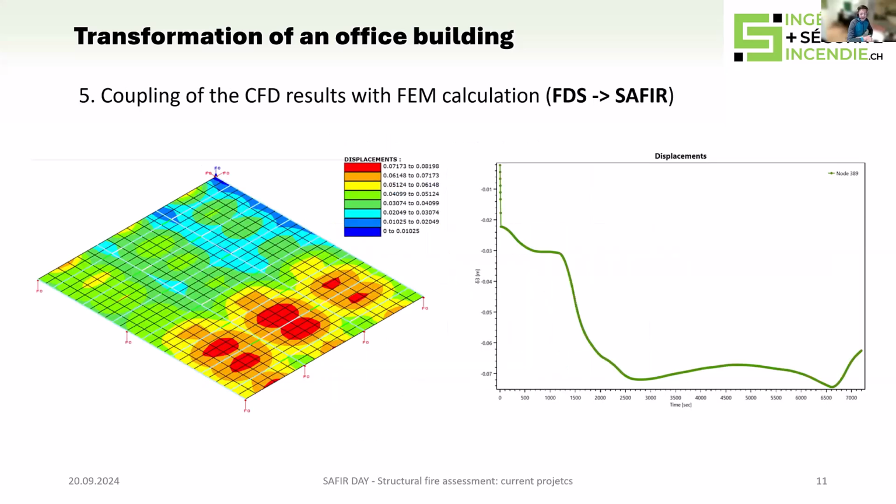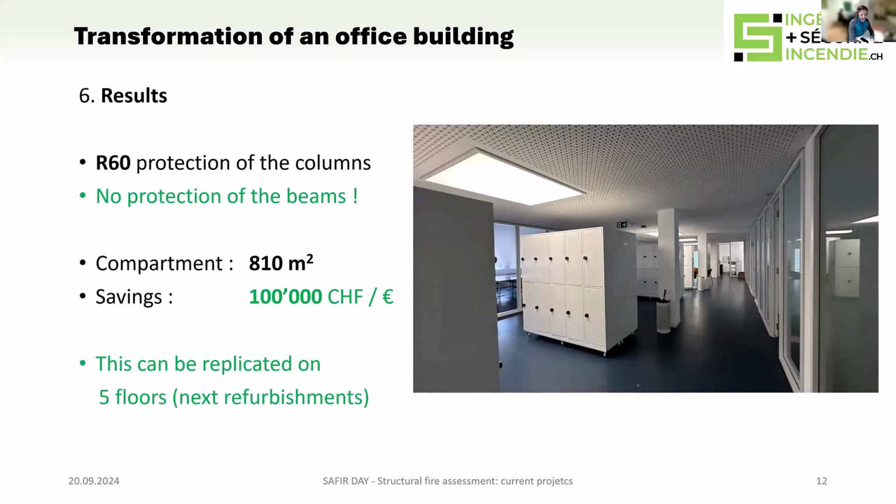And then we checked the deformation of the slab with SAFIR. So we did coupled FDS and SAFIR for this simple model. And you see that at the end we only have a permanent deformation of about 6 or 7 centimeters. So we can consider that the structure stays safe quite forever after the fire. The result of this quite simple project is that the dimensions are quite small, but you can see that the savings are quite huge.